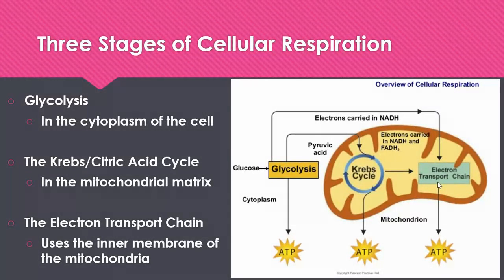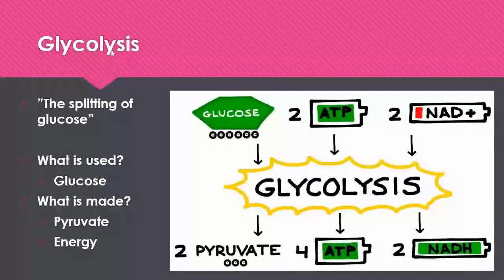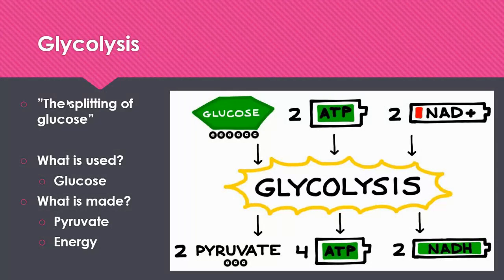Let's break it down. So glycolysis, look at the word glyco. You can kind of see glucose in there. And lysis means to break apart. So glycolysis means the splitting of glucose. And what is used? A glucose molecule. Where did you get it? You ate it from a plant or an animal. But you have a glucose molecule brought into your cell.